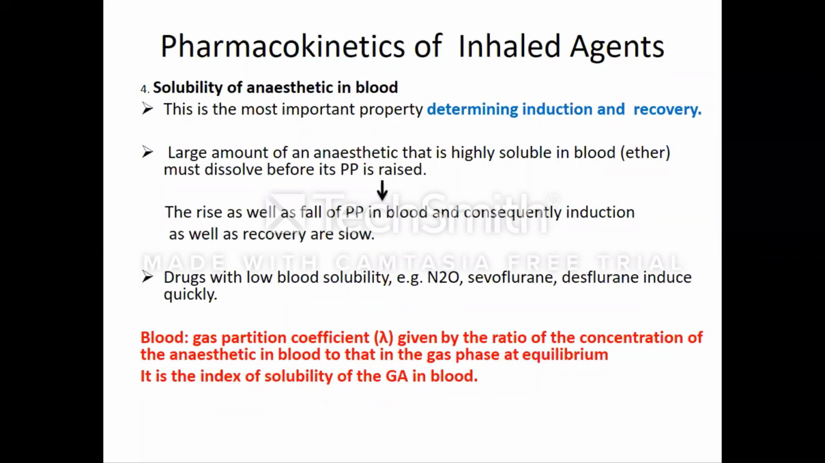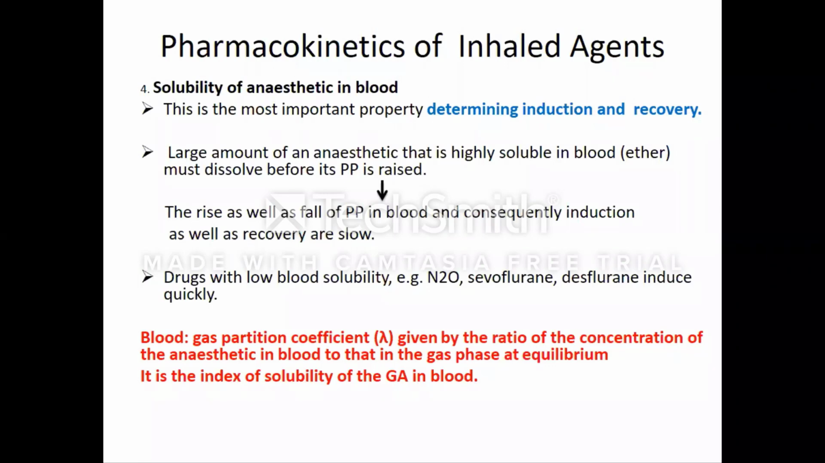Whereas we have a drug like nitrous oxide, which has a low solubility in the blood, or sevoflurane and desflurane, which also have a low solubility in the blood. So they need not undergo solubilization into the blood before they achieve a partial pressure. They will achieve a partial pressure very quickly, a partial pressure gradient will be established, and they will induce anesthesia very quickly, because they will pass through the various barriers very quickly.